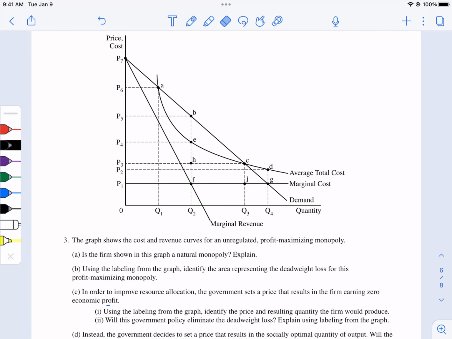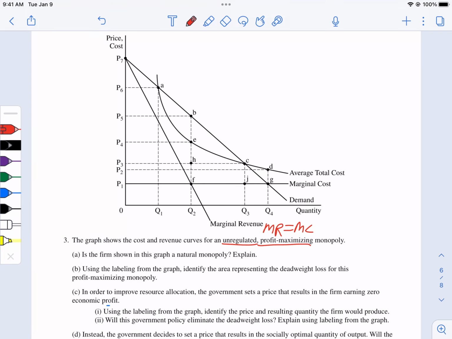All right, hey guys, we are now going to be finishing up the third question from the 2023 FRQ set number 2. So, this graph shows the cost and revenue curves from an unregulated profit maximizing monopoly. Unregulated means that they can do whatever they want, and profit maximizing means that they're going to choose marginal revenue equals marginal cost. Now, is this firm shown in the graph a natural monopoly?